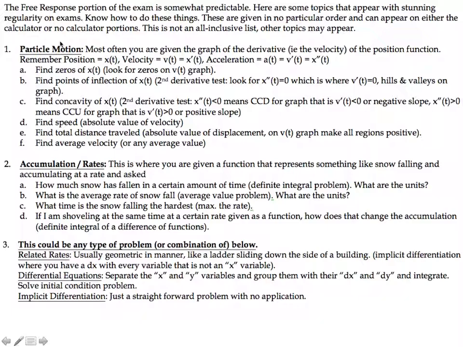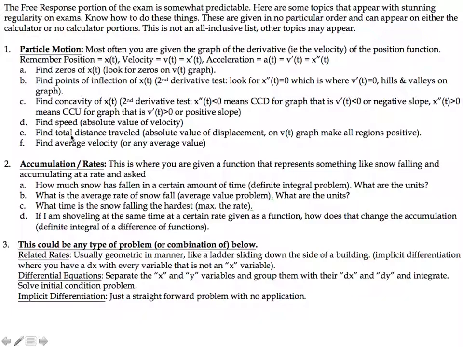Just a quick rundown of really common questions that they ask on the free response. No particular order, but one of the questions will definitely be a particle motion. It'll be some sort of position, velocity, and acceleration. It'll be some sort of relationships where you have the position, you take the derivative, then you get the velocity, you take the derivative again, you get the acceleration. So multiple derivatives so that you can do derivative tests. You can find zeros, you can do concavity, you can do points of inflection, you can do mins and maxes, all of that stuff. Mins and maxes, hills and valleys.